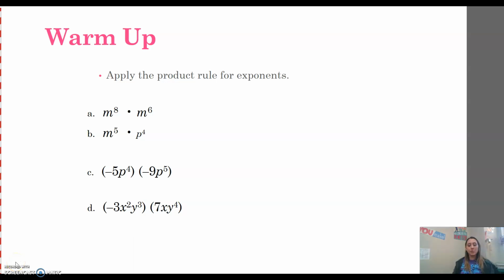All right, functions, this was part of the warm-up that we did today. So go ahead and hit pause and do this warm-up. It will help you. It's got those exponent rules, and I just kind of want to go over it. Okay, go ahead and hit pause.